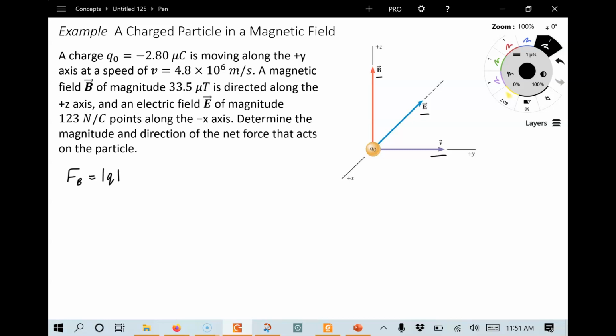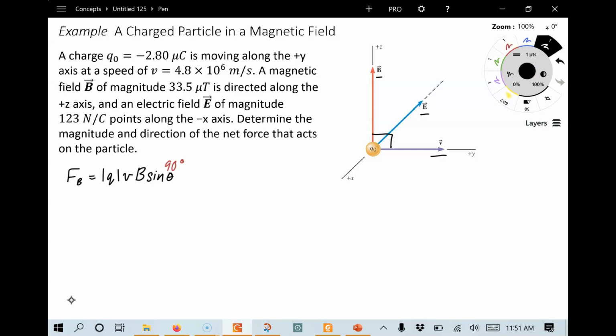It's the magnitude of the charge times the speed, or magnitude of the velocity, times the magnitude of the magnetic field at that position, multiplied by the sine of the angle between the v vector and the b vector. Now in this problem we can see that the angle here between v and b is a right angle. So this is going to be 90 here.